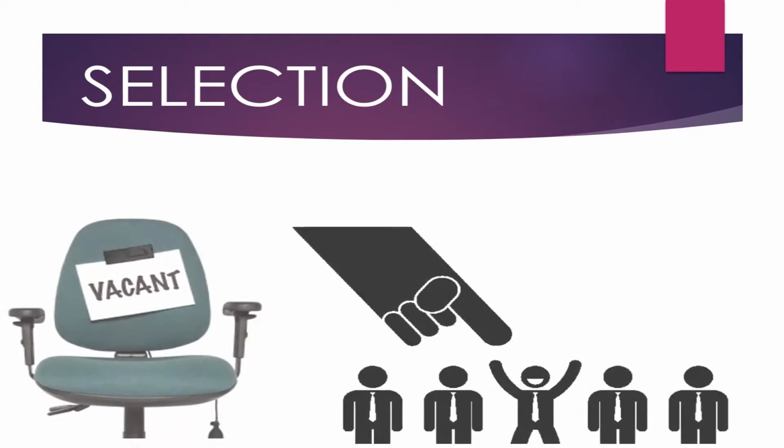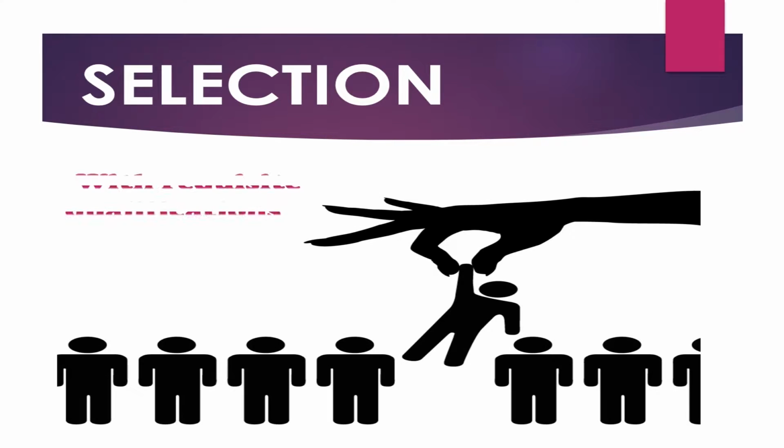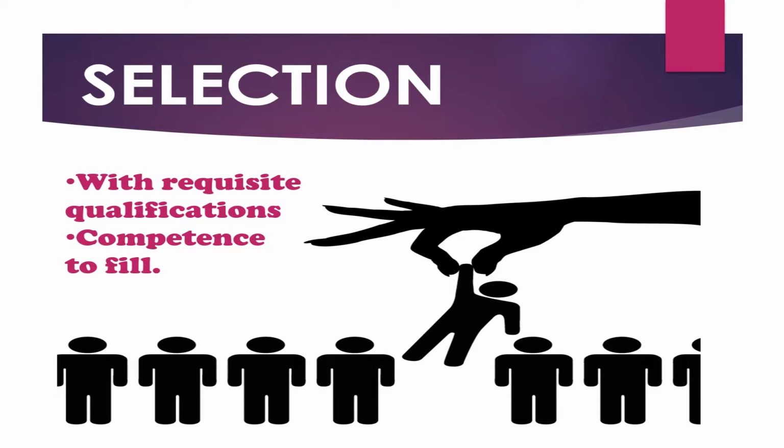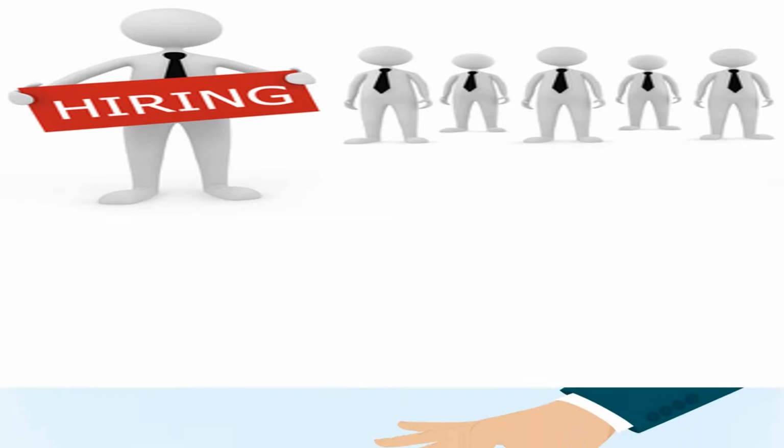Selection is the process of picking individuals with requisite qualifications and competence to fill jobs in the organization. Recruitment and selection are the two crucial steps in the HR process. Recruitment refers to the process of identifying and encouraging prospective employees to apply for jobs. Selection is concerned with picking the right candidate from a pool of applicants.